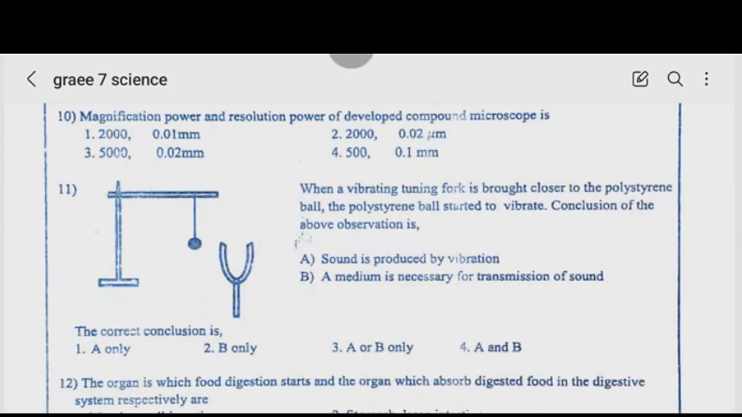Actually, it's about 22,000, and you can say the resolution also 0.02 micrometers. So answer number 2 you can take as the answer for the 10th question. Okay, mark the answer.